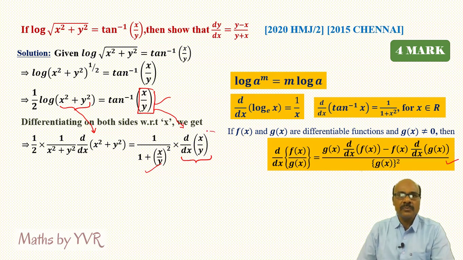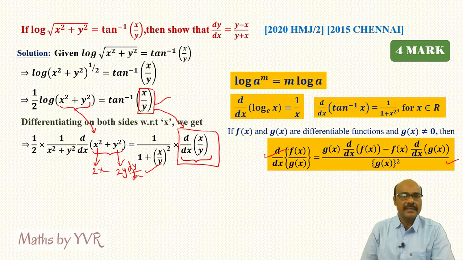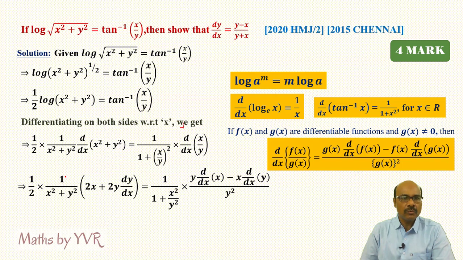So if we apply this division rule on the right side part for this function, then what will we get? On the left side part, the derivative of x square is 2x and the derivative of y square with respect to x is 2y into dy by dx. So by applying this property and the basic differentiation concepts, what is the next step? Look at this: half into 1 by x square plus y square as it is, and the derivative of x square is 2x, the derivative of y square is 2y into dy by dx, is equal to the right side part, 1 by, from the denominator, 1 plus x by y whole square.